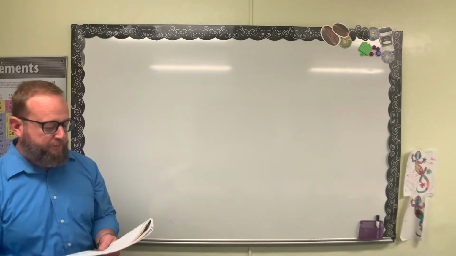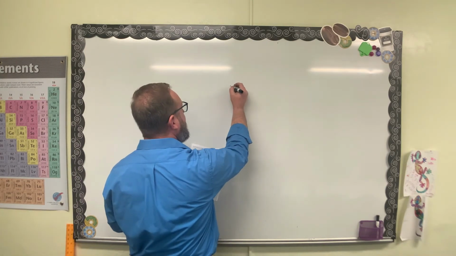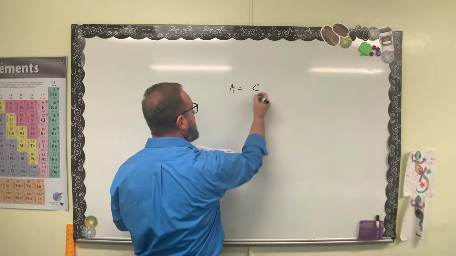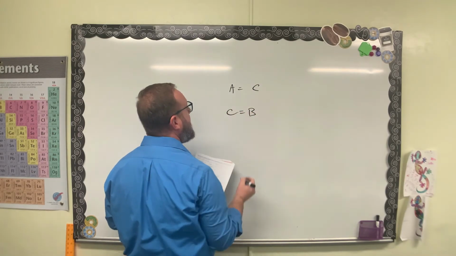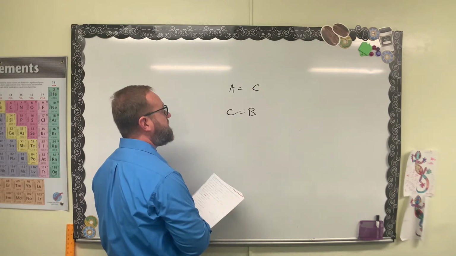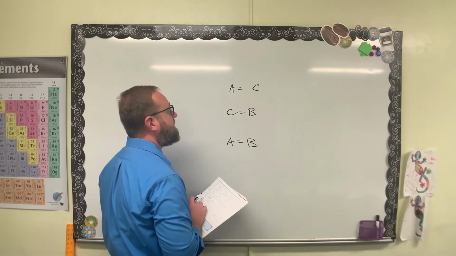Yeah, it's transitive. Yeah, that's what we did earlier. If we have A equals C and C equals B, then I can say A equals B.